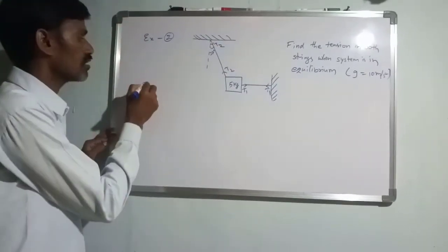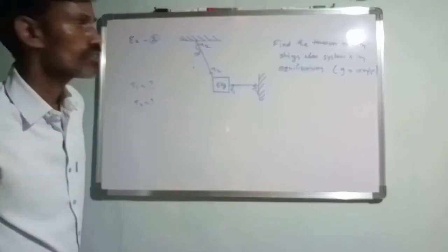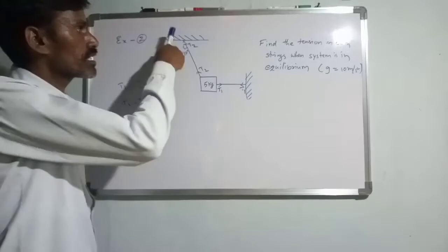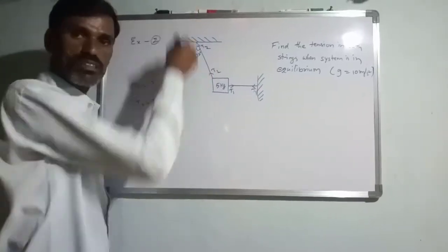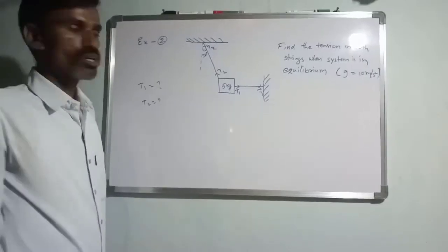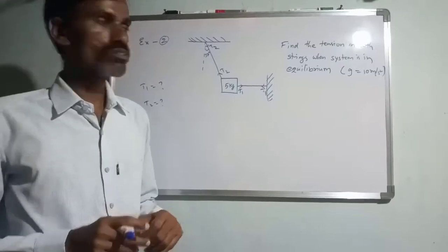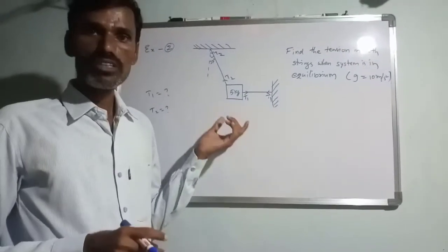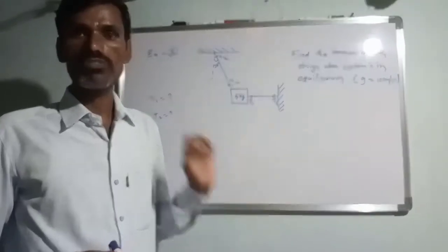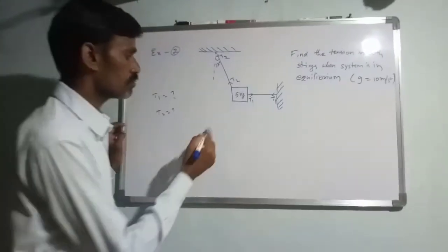So now we find T1 and T2. Here the second string makes an angle of 37 degrees with the vertical. Okay. So now we draw the free body diagram. The only concept to solve this type of problem is the use of FBD. So now we draw the free body diagram for the 5 kg mass.